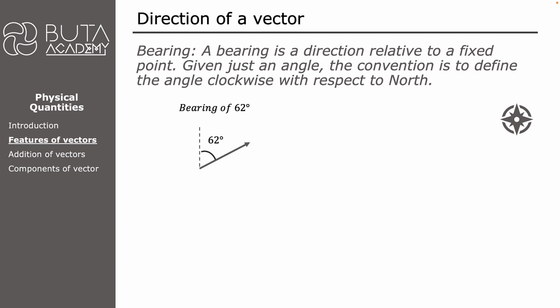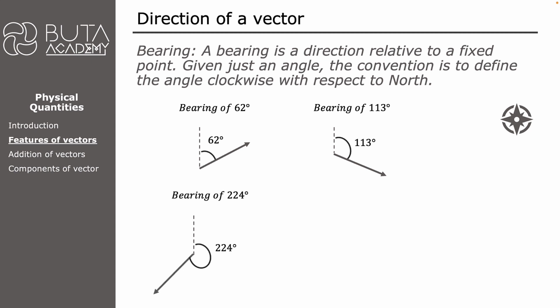We follow the same steps to draw a vector of bearing 113 degrees. First, we measure an angle of 113 degrees with respect to north and then the vector itself. By repeating the steps from the previous examples, we can draw a vector of bearing of 224 degrees and a vector of bearing of 287 degrees.